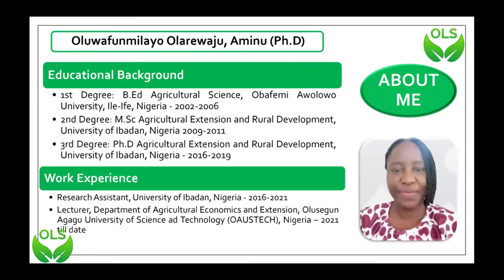My name is Oluwafunmilayo Aminu. I'm in Nigeria. I have my first degree in agricultural science from Obafemi Awolowo University between 2002 and 2006. Between 2009 and 2011, I had my master's in agricultural extension and rural development from the University of Ibadan. From the same institution, I also obtained my PhD in agricultural extension and rural development.